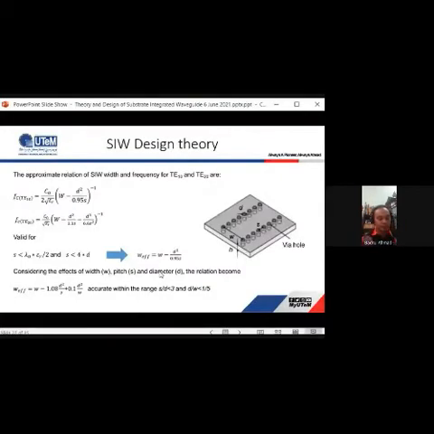So the best way to know is that the width of the SIW is different from the width of a waveguide, and also of a microstrip. It is called the effective width. To take into account the effective width, we use the equation shown in the slide. Okay, next.